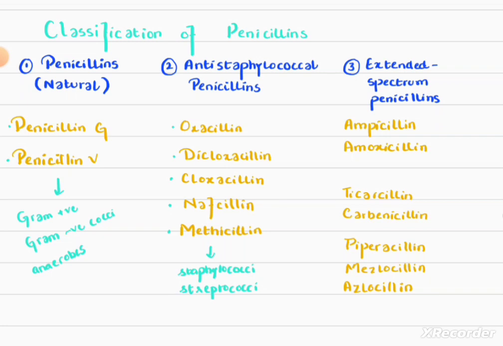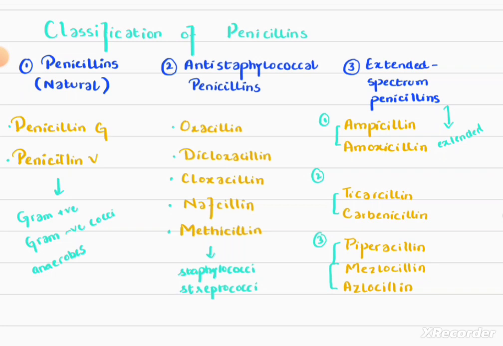Now the extended spectrum penicillins, as the name indicates, have an extended spectrum of activity. We have three subclasses of the extended spectrum penicillins. Number one is the aminopenicillins. It has ampicillin and amoxicillin. The second class is carboxypenicillins, which have ticarcillin and carbenicillin. And the third class is ureidopenicillins, which have piperacillin, mezlocillin, and azlocillin.